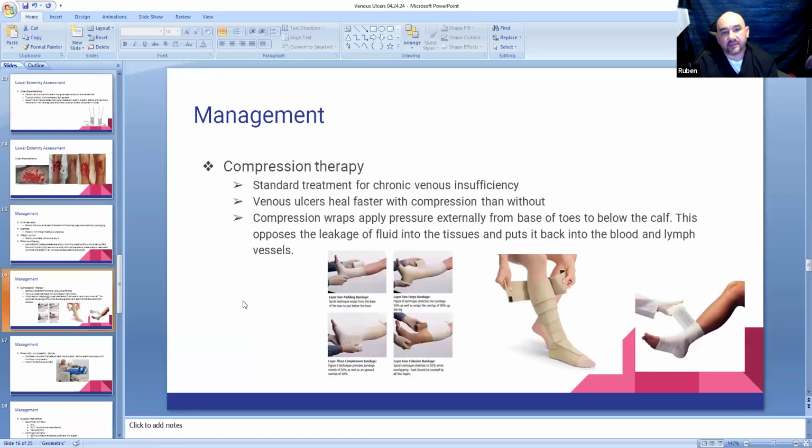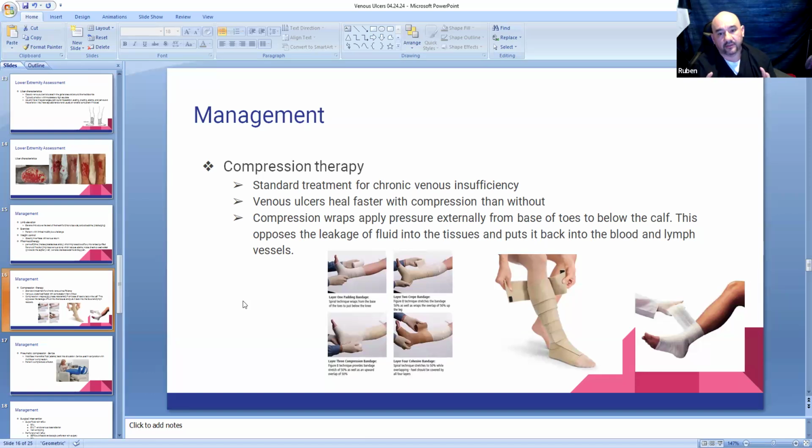So management, this is your bread and butter right here, the compression therapy. You've got your standard treatment for chronic venous insufficiency, and the venous ulcers will heal faster with compression than without. So that's a given. That needs to be managed. The compression wraps apply pressure externally from the base of the toes to just below the calf. And this helps oppose that leakage of the fluid into the tissues and puts it back into the lymph vessels.